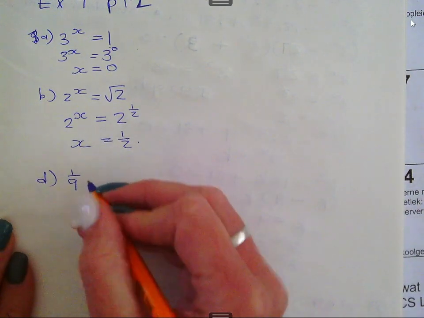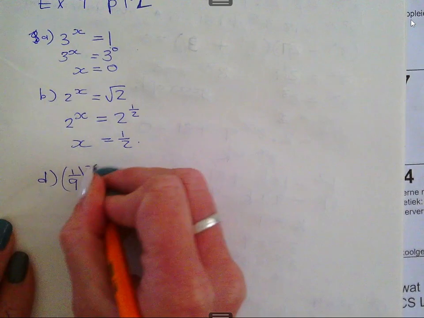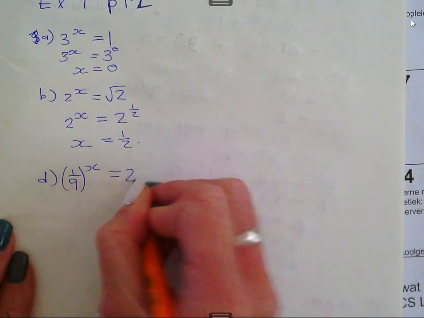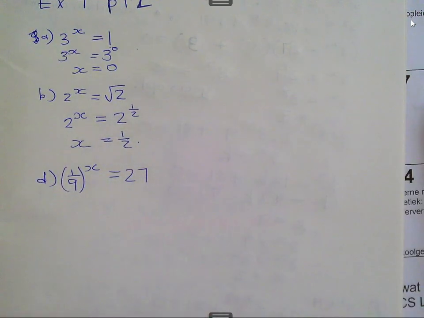Next one. 9 to the power of x equal to 27. And I'm going to give you a minute to do it yourself.